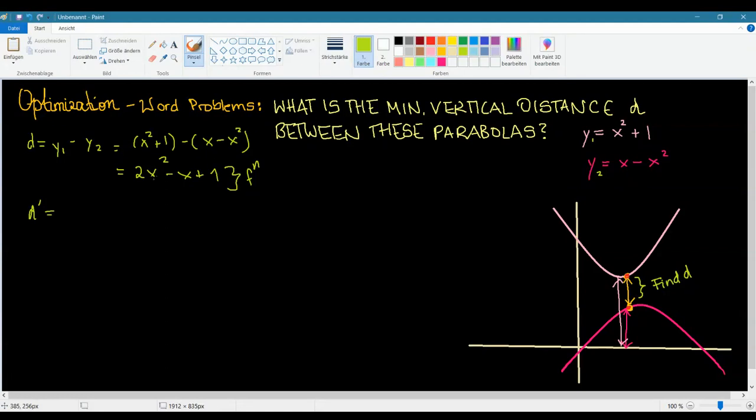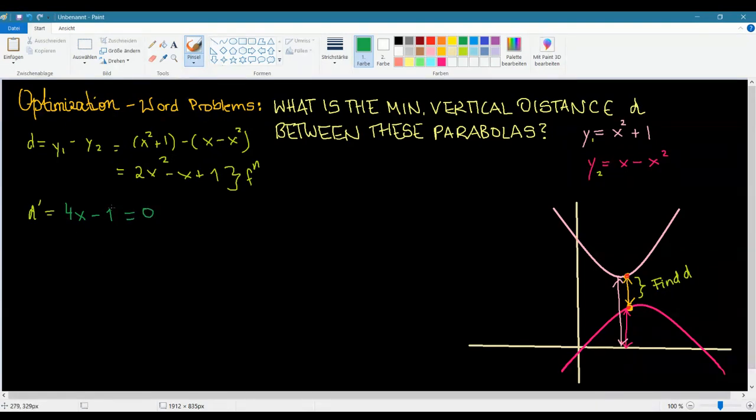So the derivative of this equation right here, let me change colors. The derivative is going to be 4x minus 1. And the reason, of course, is that 2 times 2 is 4, and that makes the power 1, and then minus 1 comes from the x, and the 1 disappears. So now we're going to set that equal to 0 to find out what our x is.